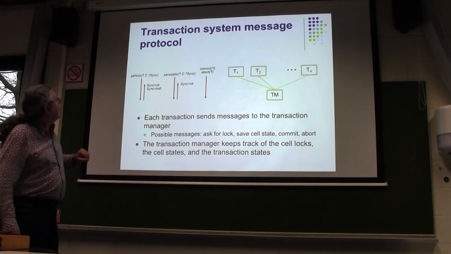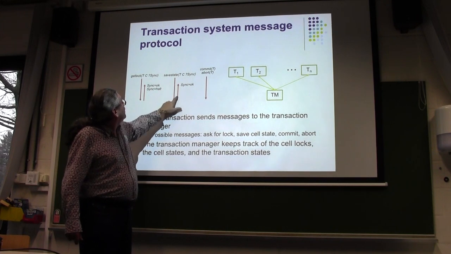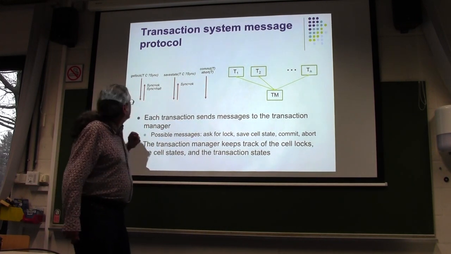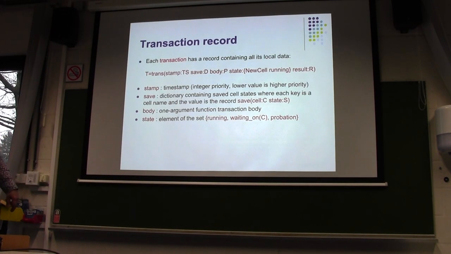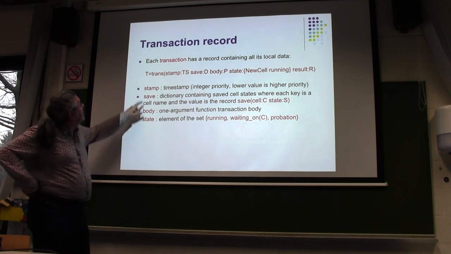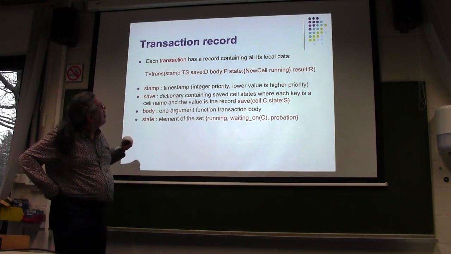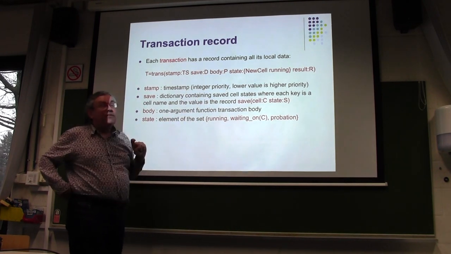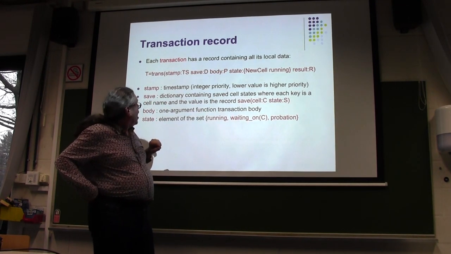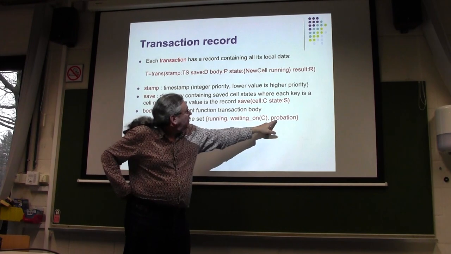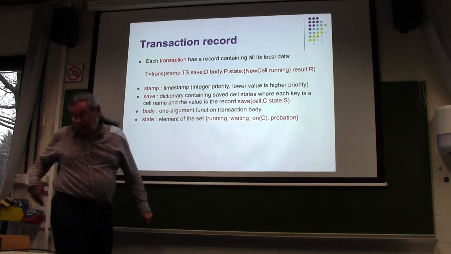So it's a little bit more than just locks, okay? So I get a lock, I either get okay or halt. I can save states, okay, and I commit or abort. And the transaction manager keeps track of everything. Inside the transaction manager, each transaction has a record, which has the timestamp, remember we had the timestamp, a dictionary which contains all the saved states, because you need them when you abort, the body, the code that we're running, and the state. This is from our state diagram: running, waiting, or probation, and also the result, okay.